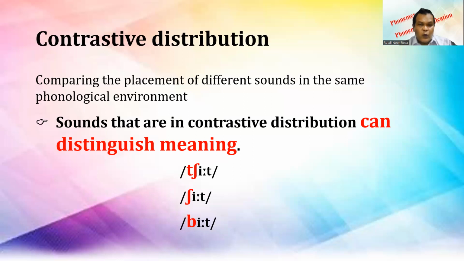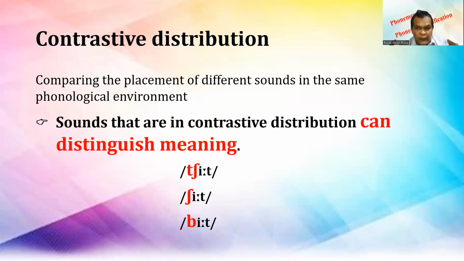The next one, when I change sh into b, we have here sheet and we have here beat. And then again, we have different meaning. So we can also conclude that sh and b are phonemes. So this test is called contrastive distribution.